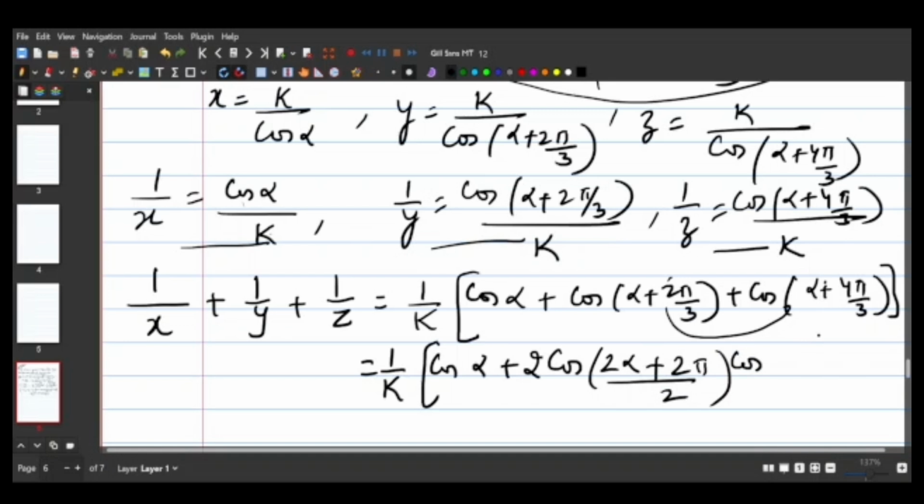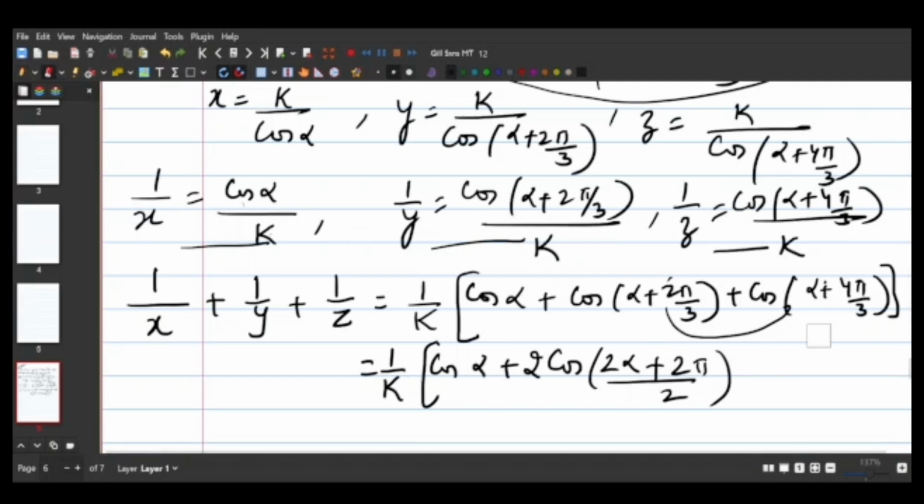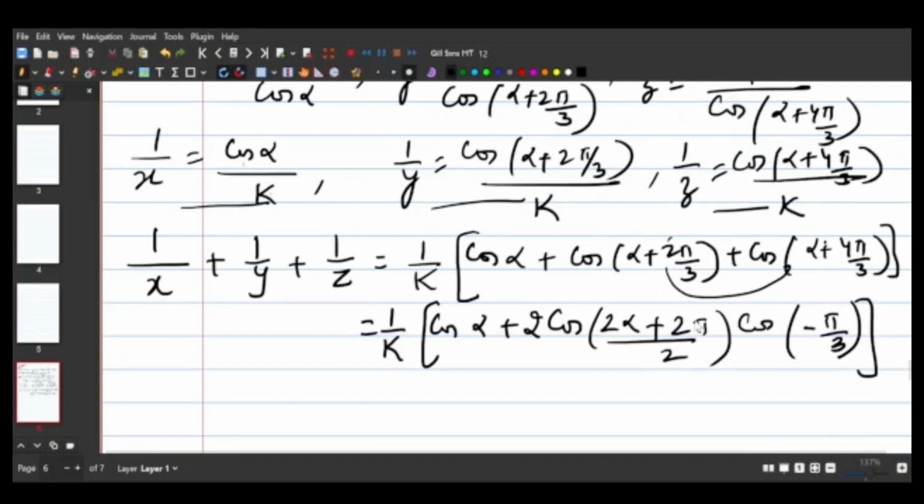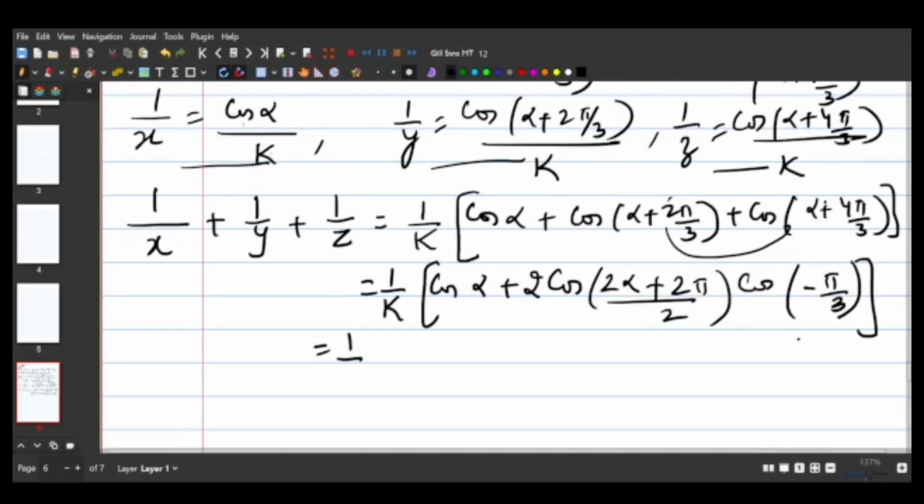Now cos of (A minus B) by 2: alpha and alpha would be cancelled. 2 pi upon 3 minus 4 pi upon 3 will give you minus 2 pi by 3. And cos of minus theta is cos theta. So this would be written as cos of minus 2 pi by 3 upon 2, that would be minus pi by 3. So after that, this will become 1 upon k cos alpha.